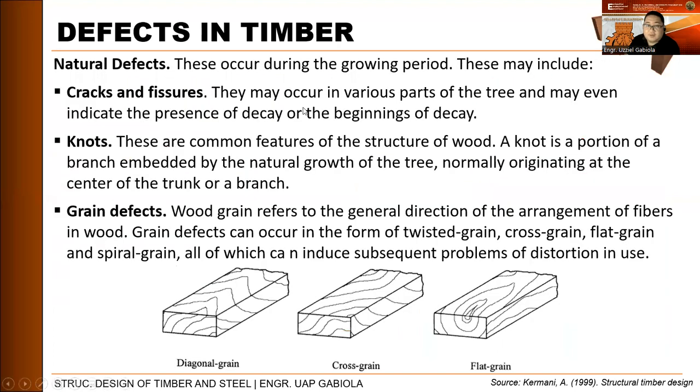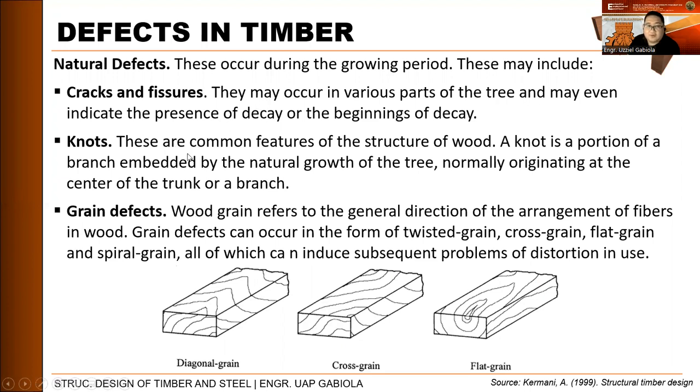So natural defects occur during the growing period. So this includes the following. So number one is yung cracks and fissures natin. So minsan, di ba, pag tinitingnan na natin yung mga wood, mapapansin mo parang may mga unwanted embedment dun sa mismong bark niya, no? So that is caused by yung cracks and fissures niya, na minsan nagiging cause o beginnings ng decay. Okay? So yung pagkalanta nung portion na yun, yung pagkamatay ng portion na may mga cracks niyan.